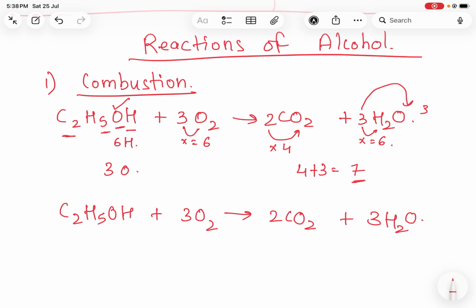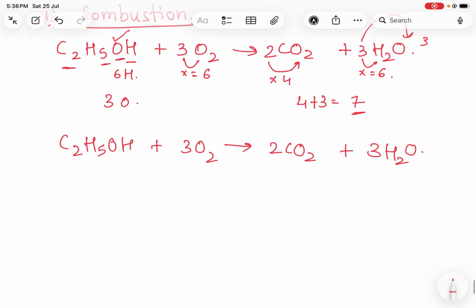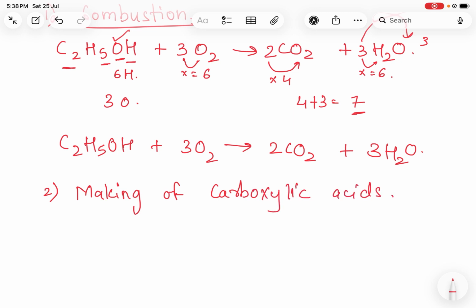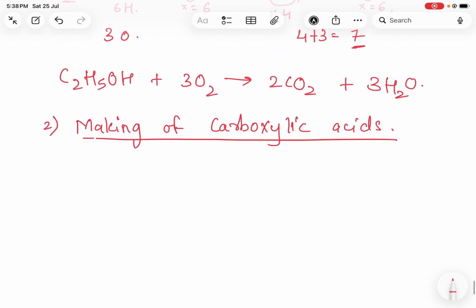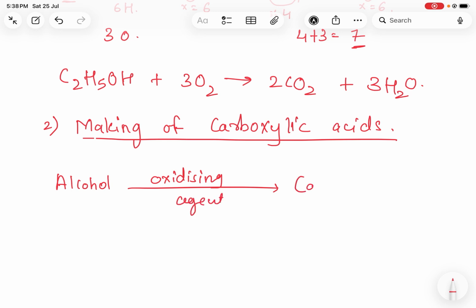Then we have one more reaction of alcohol, that is making of carboxylic acids. So alcohols in presence of an oxidizing agent can be converted to carboxylic acids. Okay, so alcohol in presence of oxidizing agent can be converted to carboxylic acid.